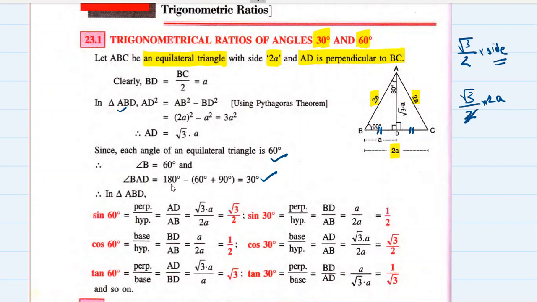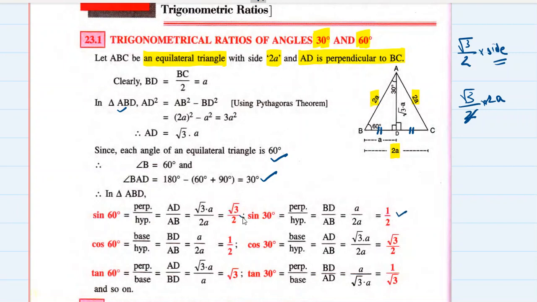So what is sine 60? Sine 60 is opposite upon hypotenuse. Opposite is root 3a and hypotenuse is 2a. So root 3a by 2a is root 3 by 2. What is sine 30? Sine 30 is again opposite upon hypotenuse. Opposite is a and hypotenuse is 2a. So a by 2a is 1 by 2.